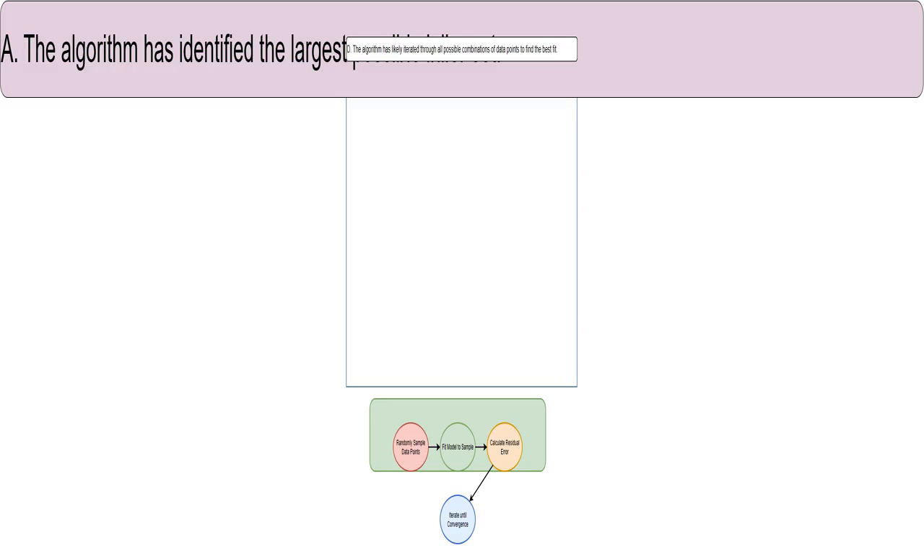This is false. RANSAC doesn't guarantee finding the absolute biggest set of inliers. It's a probabilistic algorithm that aims to find a good enough set within a reasonable number of iterations. This is also wrong. RANSAC is specifically designed to handle outliers. It doesn't try to fit every single point perfectly, because some are outliers that should be ignored. The goal is a good fit for the inliers only.